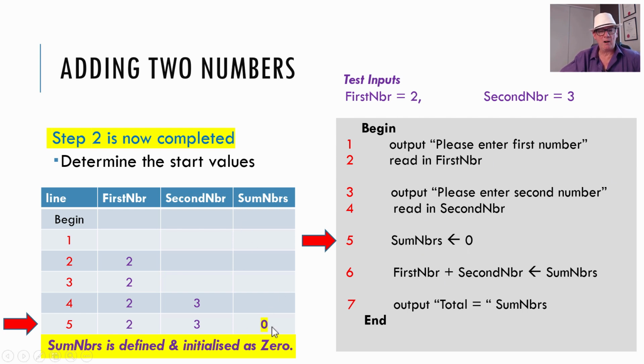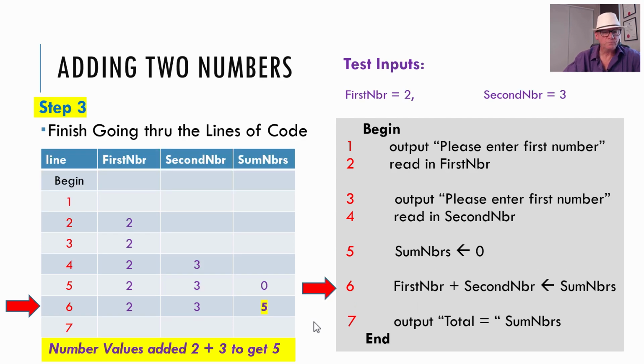So all three of our variables now are set with their starting off values. First number's at 2, second number's at 3, and we've just set with line 5 here some numbers to 0. So we've now completed step 2, which was to get all of our start values. Okay, now this table is going to continue because we've got to look at lines 6 and 7 and fill in some more rows on the table.